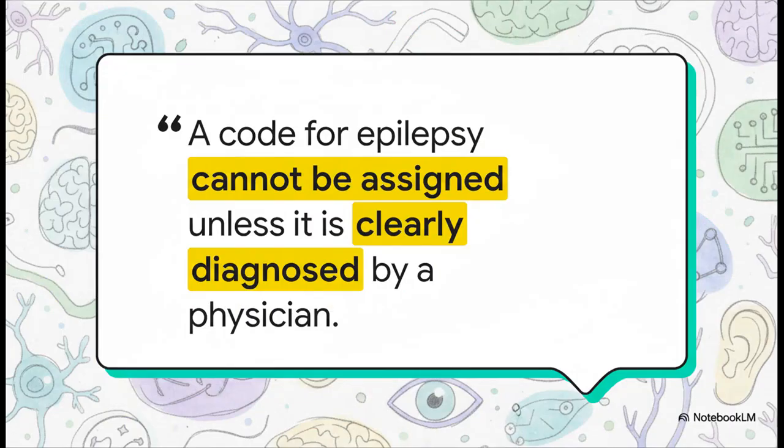And there's a really good reason for this strict rule. A diagnosis of epilepsy isn't just a code. It has these huge life-altering consequences for a patient. I mean, it can impact their ability to drive a car, their job opportunities, even their insurance. So the documentation has to be crystal clear to justify that code. The word epilepsy has to be there. No assumptions, no exceptions, period.